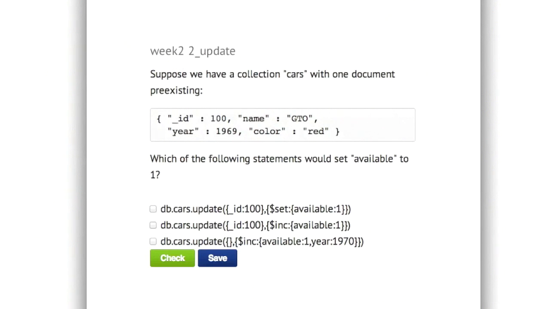Okay, let's do a quiz. Suppose we have a collection cards in our database with one document that exists. So there's only one document in the collection so far. Which of the following statements would set a field called available to the value 1? You see the three statements there.